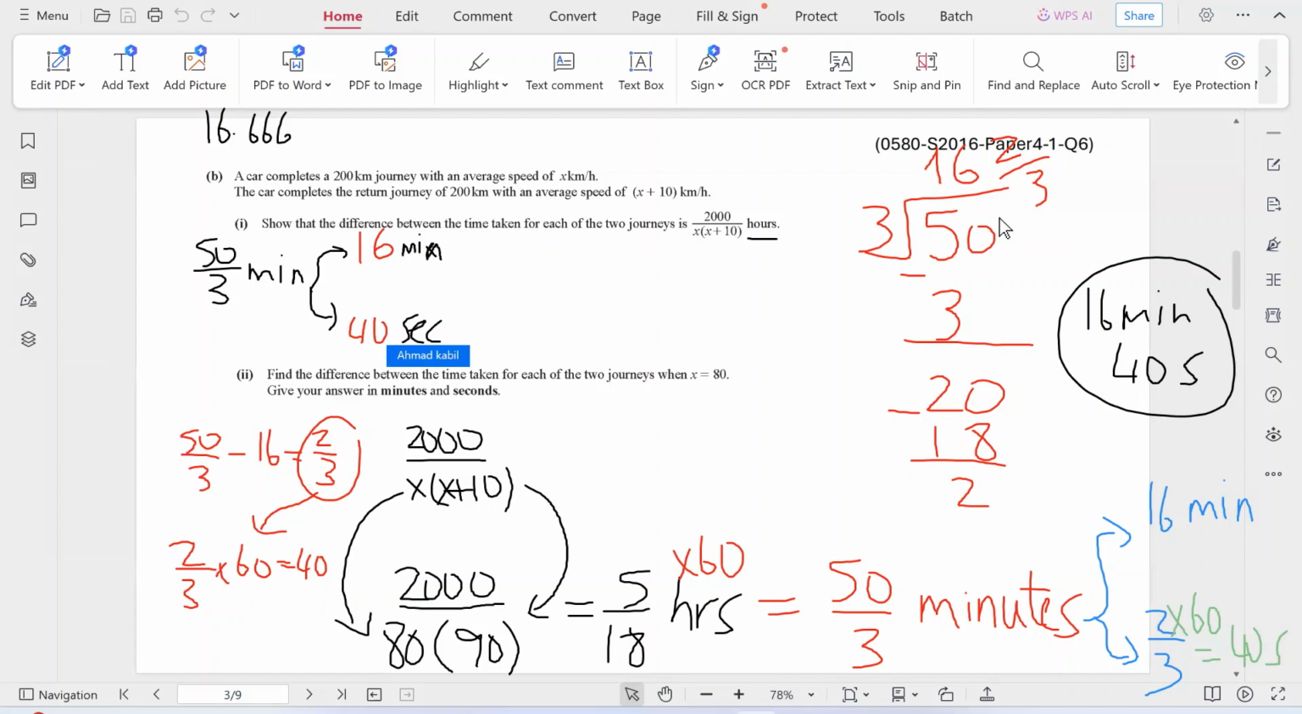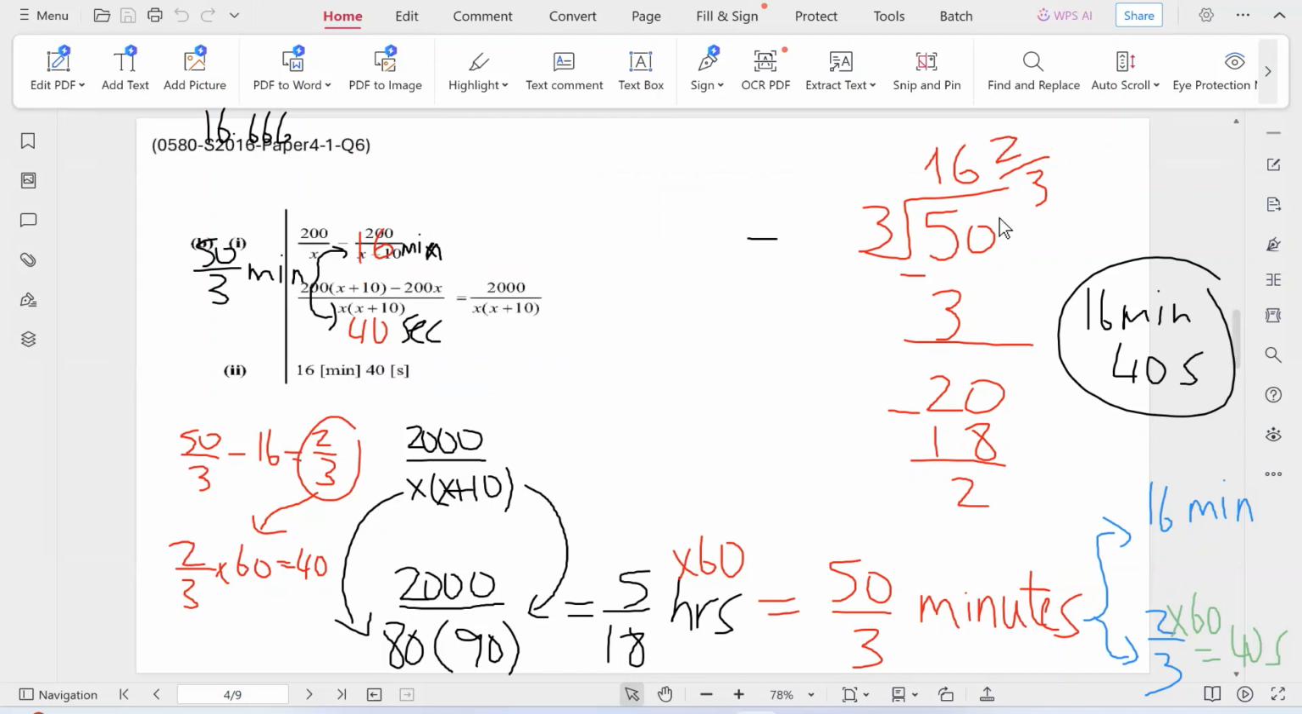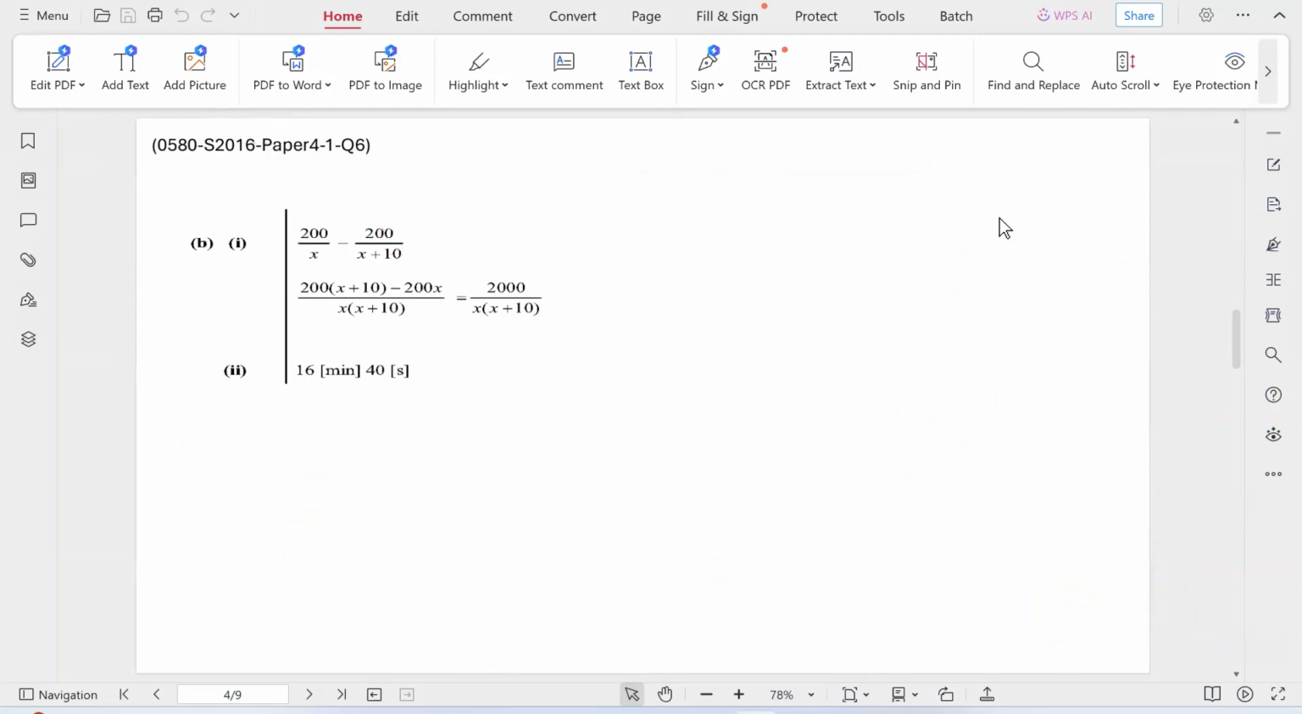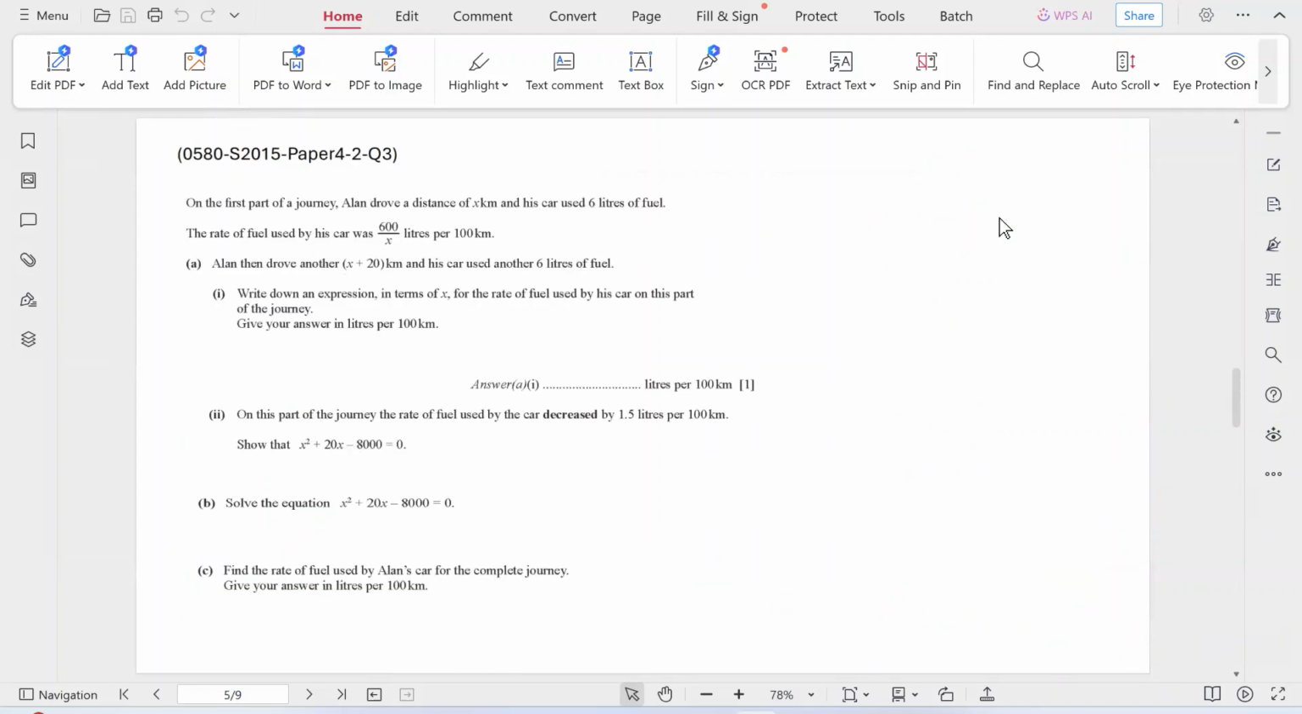So either you use long division or you use the calculator as I showed. And either way, you should get 16 minutes and 40 seconds. And this is the correct answer according to the marking scheme. So we seem to be doing fairly okay so far. Let's move on to another problem.